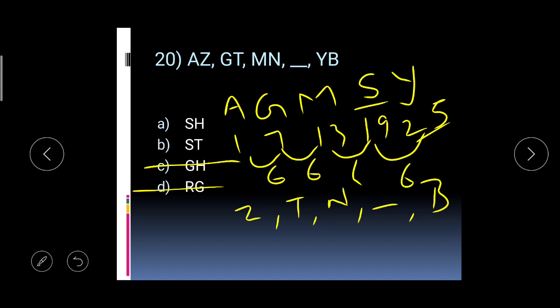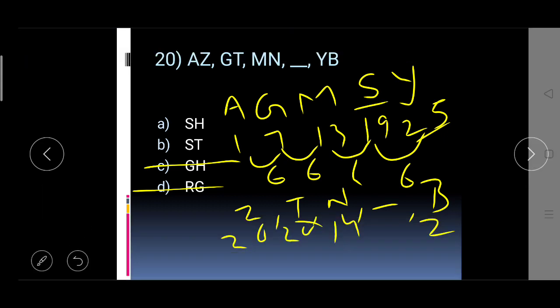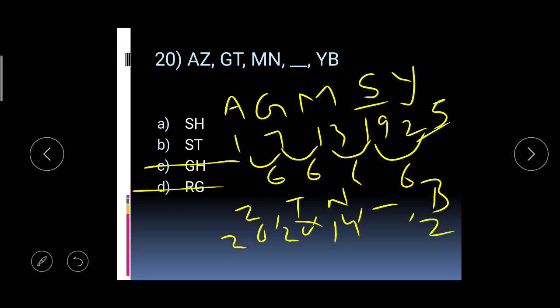Let's plug in the numbers. 26, 20, and this is 14, and this is 2. Okay. So this is 26. The difference is 6. Then the difference is 6. So again the difference is how much? 6. So 14 minus 6 is what? 14 minus 6 is 8, right? So I'm just putting 8, and 8 is H. So my answer is H. Okay. So you can check also, or you can go by the options as well.